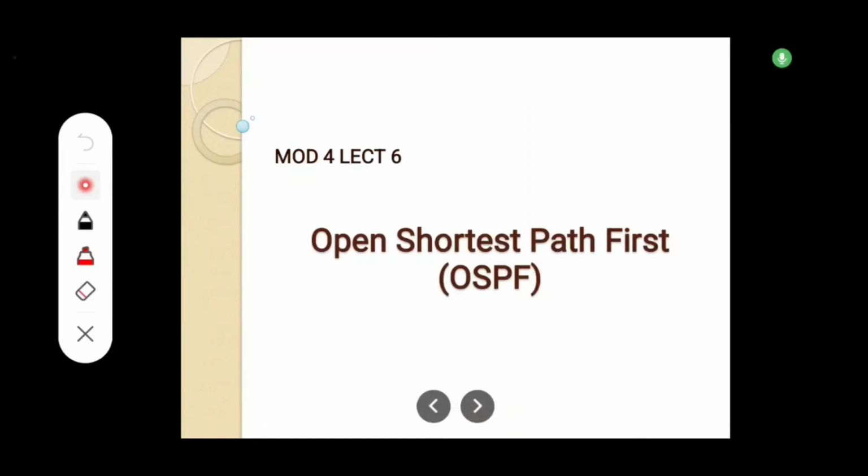Hi all, welcome to lecture 6 of module 4. In the last lectures we have seen protocols for converting physical address to logical address and also from logical address to physical address, that is RARP, ARP protocols. Okay. So today we are going to see a routing protocol, which is actually a routing protocol for routing within an autonomous system. Okay, so that protocol is called Open Shortest Path First.